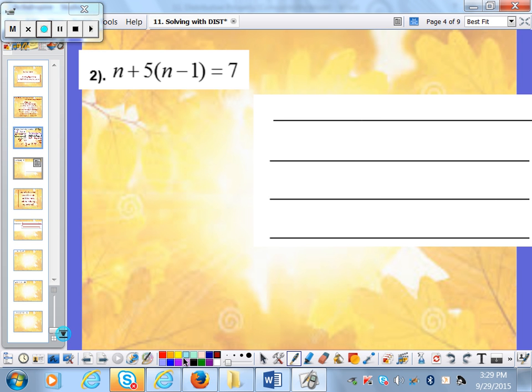Okay, so I notice here that there are parentheses, so I must get rid of them just like I saw before. Remember that we use the distributive property. My new equation is going to become n plus 5n minus 5 equals 7. And we use the distributive property.